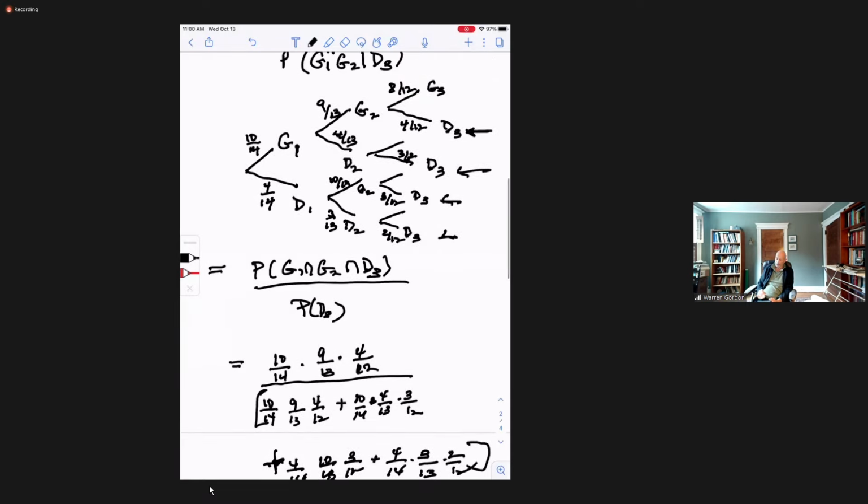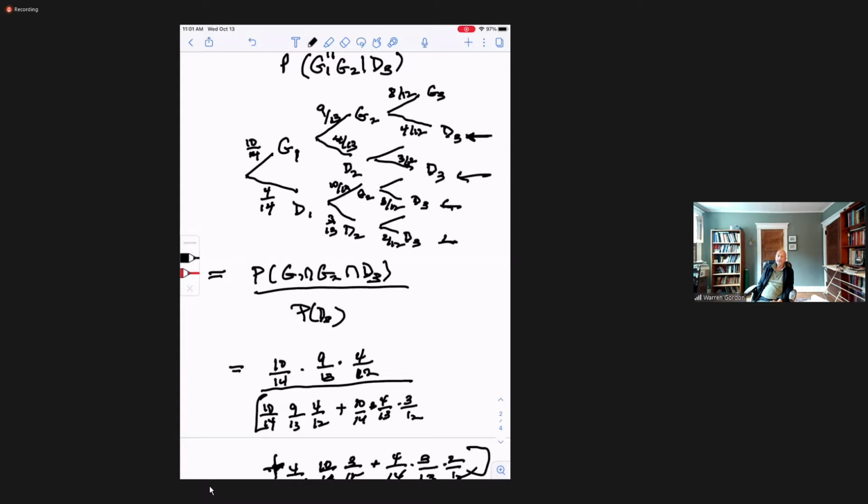So notice all the different paths that the last one could be defective. It was a little messy. You had to write the whole tree, but it was pretty straightforward to do.